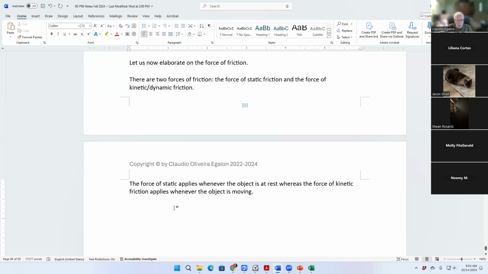So assume that an object is initially at rest over a horizontal surface. Then we apply a small force. Okay?